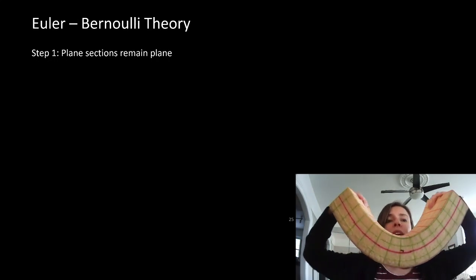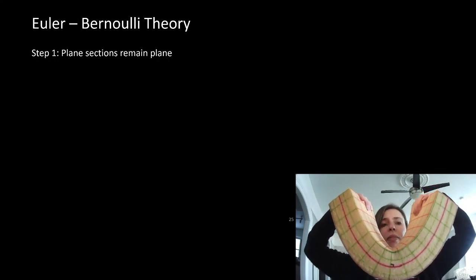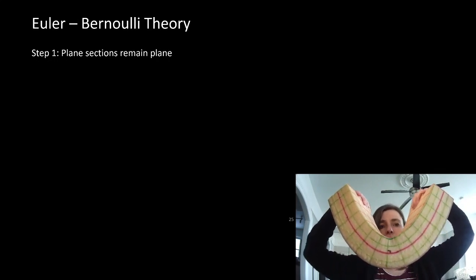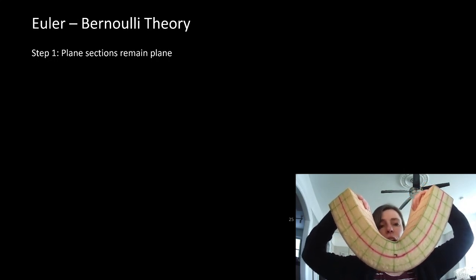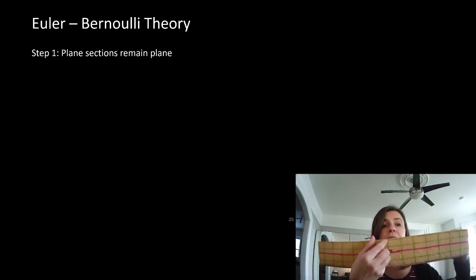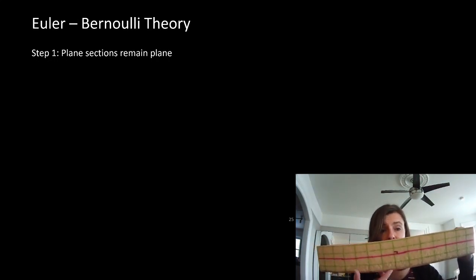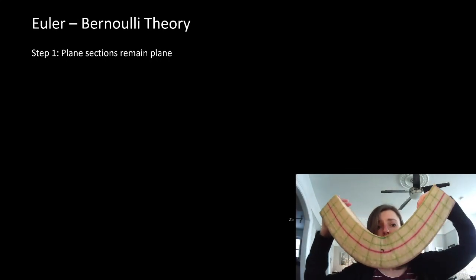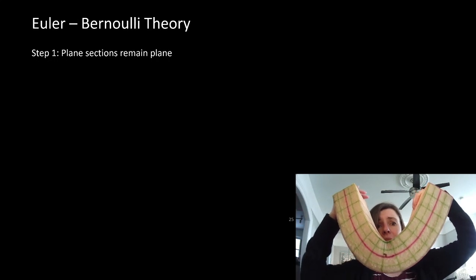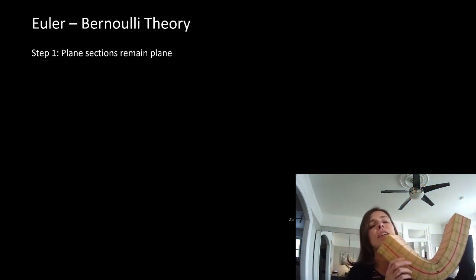Now, we've previously looked at the fact that when we bend this, at the top, those little squares get smaller, and at the bottom, those little squares stretch out. So we're getting a change in length up here, where it's compressed, and a change in length here, where it stretches. But right at that center line there, look at that.